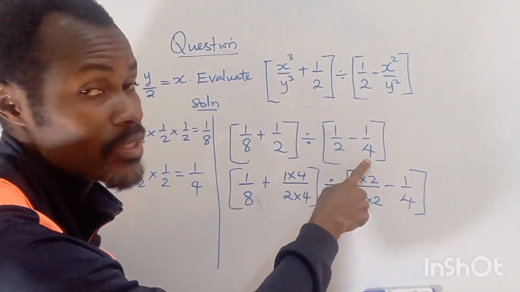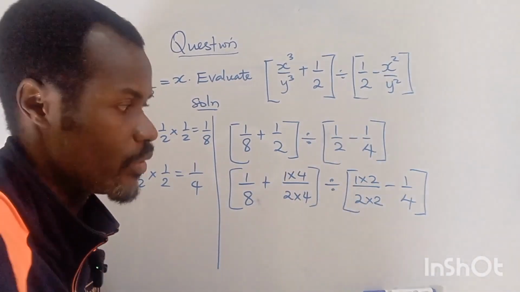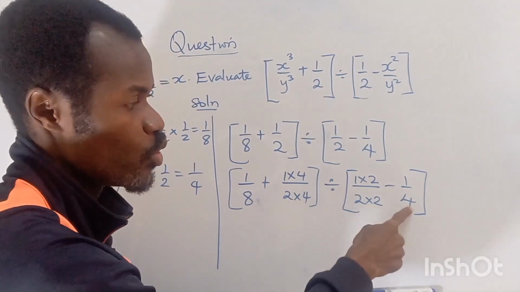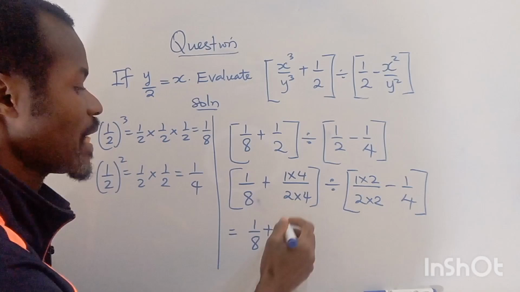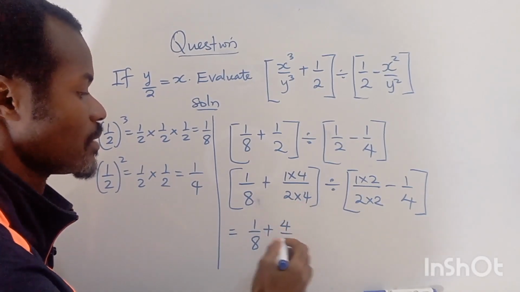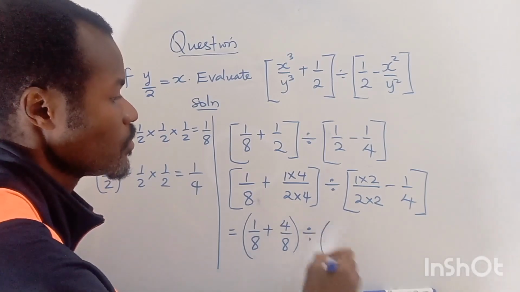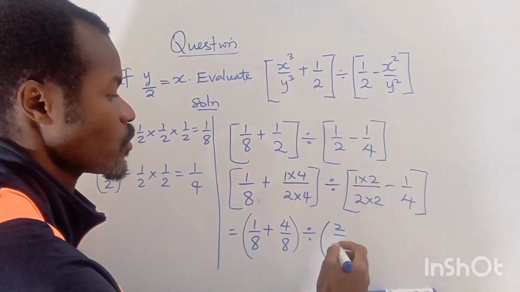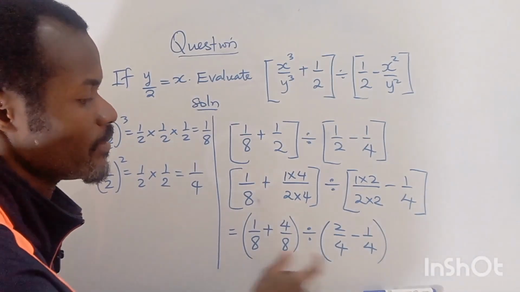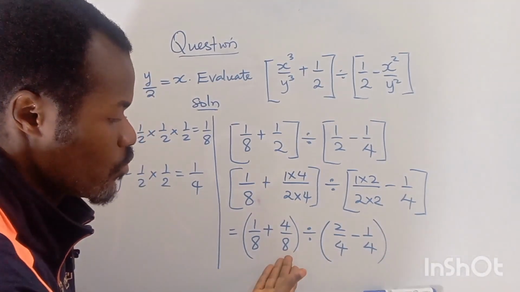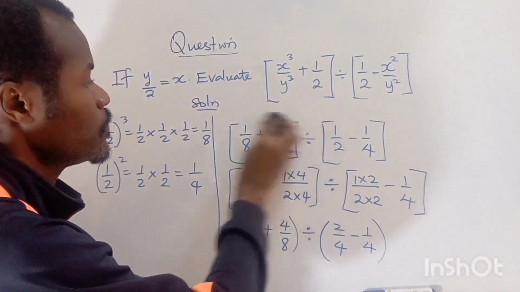Because if we use this 2 to divide this 4 is 2, so we are going to multiply this by 2 and multiply this by 2. Just like that. Done. Hence, this denominator becomes equal to this denominator. So now we have this as 1 over 8 plus 1 times 4 is 4, 2 times 4 is 8. So we have equal denominators. Divide. 1 times 2 is 2 and 2 times 2 is 4, so minus 4. Now they all have equal denominators. We have equal denominators here and here, so it becomes very easy to solve.